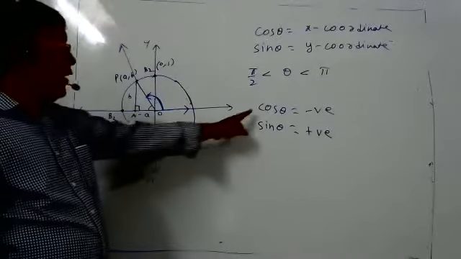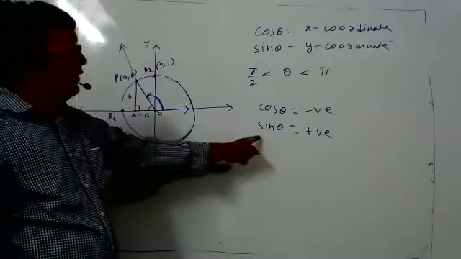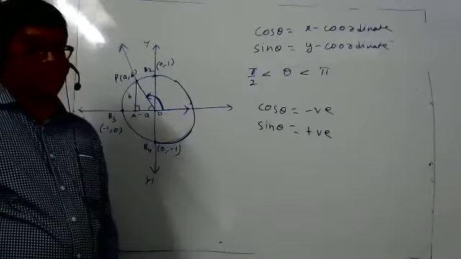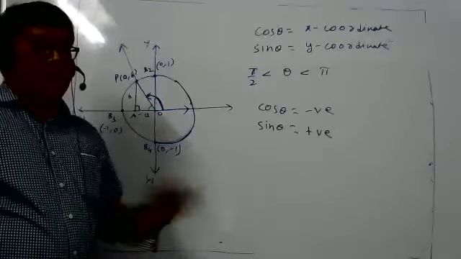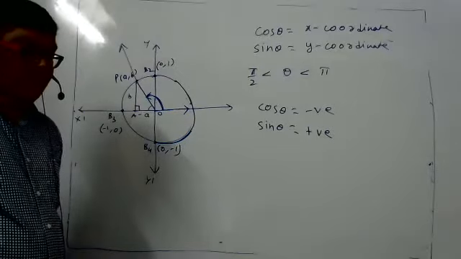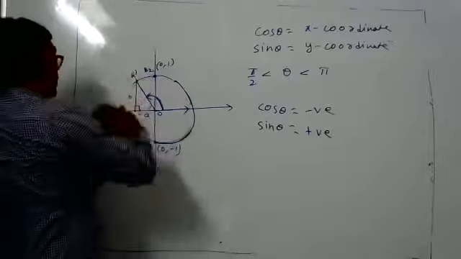Now, other people understood how cos theta is negative here. Yes, sir. How much time is left? Sir, time is over. How much extra have we studied? Almost 10 minutes, sir. Two minutes more we'll study. We'll see the third quadrant.